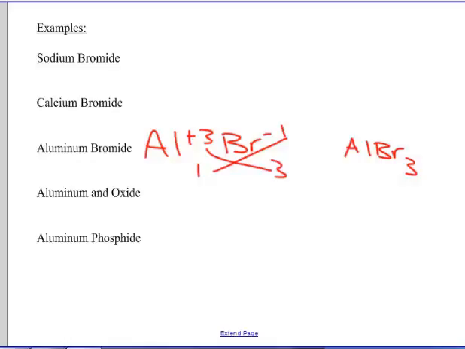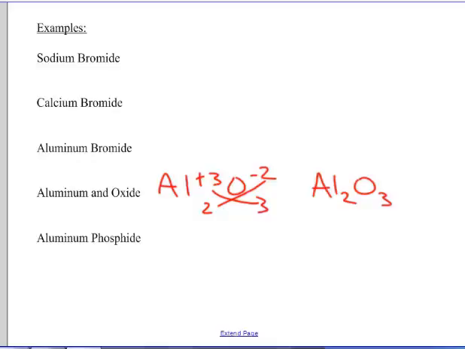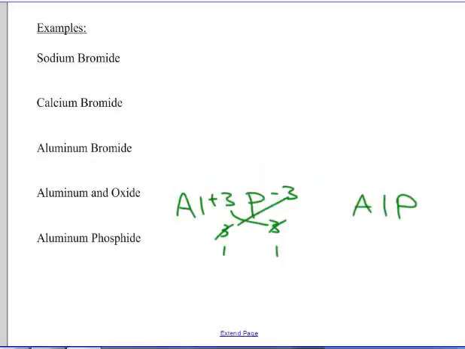AlBr3, aluminum bromide. Aluminum oxide is Al2O3. Aluminum phosphide gives us an opportunity to see where we can reduce. Recall in the steps, we wrote the cation with its charge, the anion with its charge, crossed the charges, and reduced if possible. In this case, 3 and 3 can be further reduced to 1 and 1. None of the other problems allowed for this type of reduction, but instead of Al3P3, we're doing AlP.